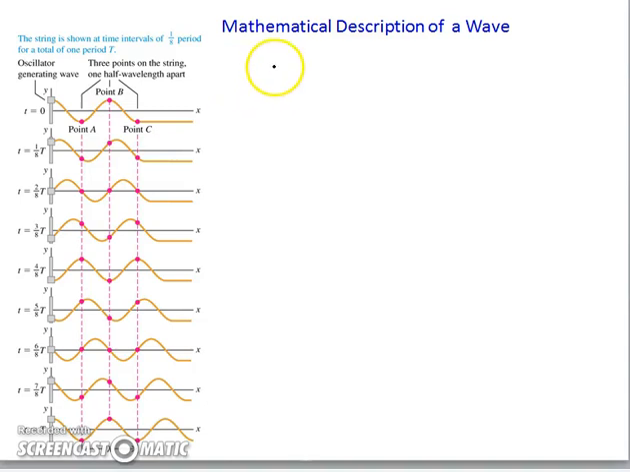In this lecture, we'll talk about the mathematical description of a wave. So let's look at a stretched string. When the string is at equilibrium, this can be shown, let's say, on the x-axis. This is my stretched string. We are considering here a transverse wave.